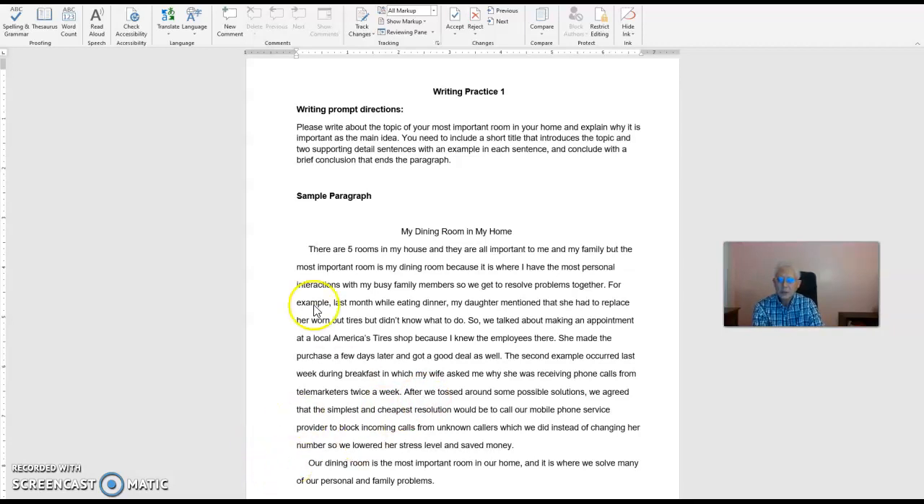So once those are completed, then you end the paragraph with a very brief conclusion that does not add new information, but it restates what you're writing about. It is a short conclusion, and it ends the paragraph in a very positive manner.